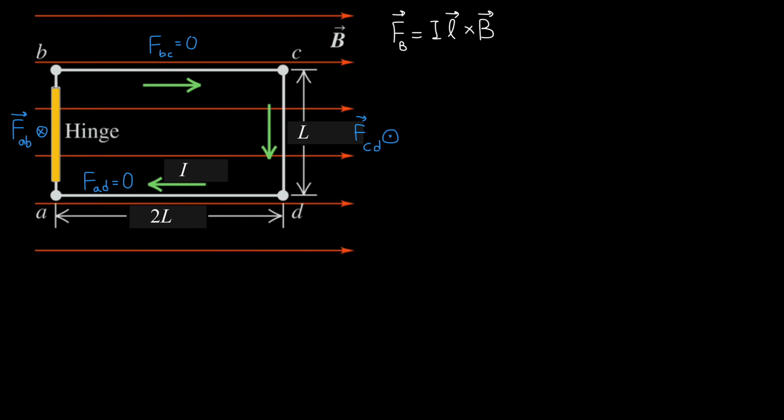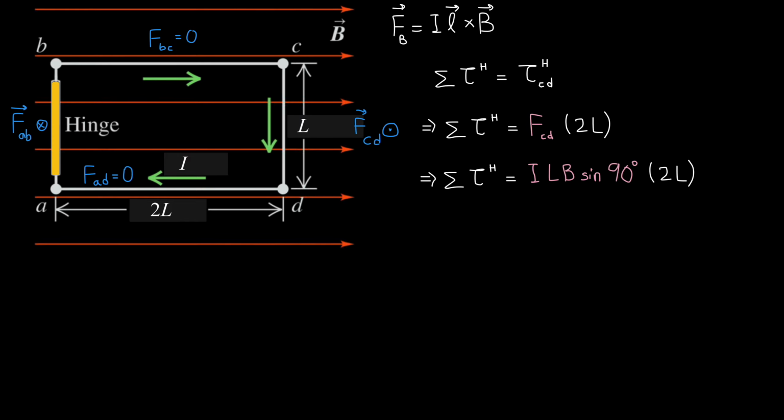And finally, let's focus on segment CD. Now the direction of vector L for this segment is vertically down. Align your right hand vertically down and then curl your fingers in the direction of the magnetic field, which is to the right. Your thumb is pointing out of the page towards you, and that is the direction of the magnetic force acting on this segment.